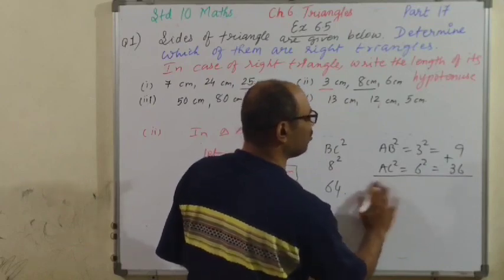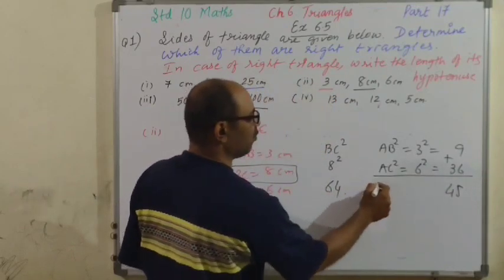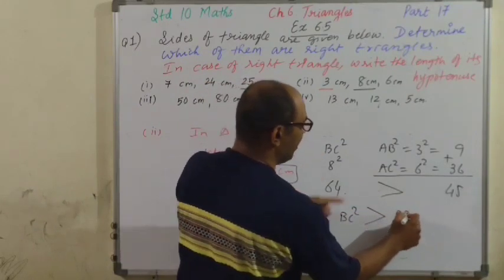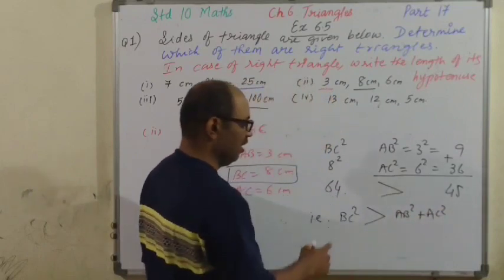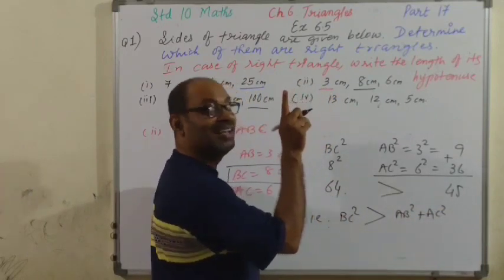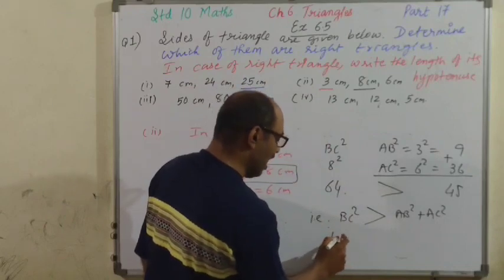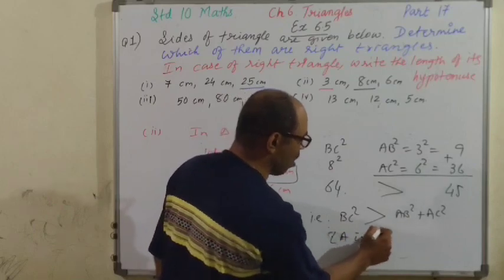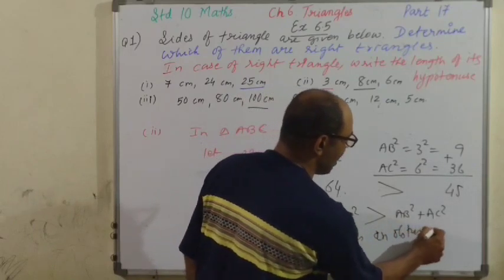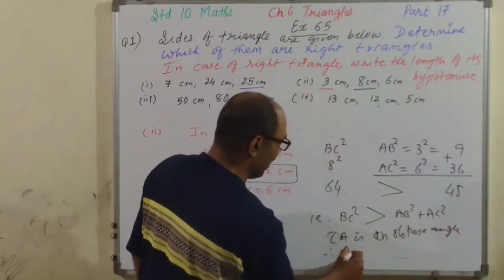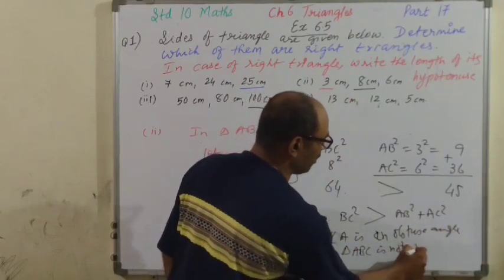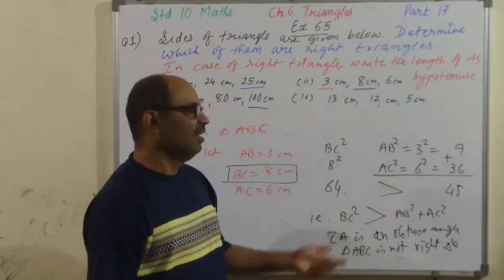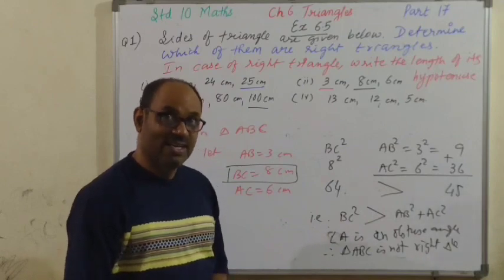ये दोनों का टोटल कर दो. 45. 64 is greater than 45. i.e. BC square is greater than AB square plus AC square. BC के सामने वाला एंगल A. Therefore, obtuse angle. Therefore, angle A is an obtuse angle. Therefore, triangle ABC is not a right triangle. हमें तो ऐसा ही कहा ना, right triangle है या नहीं. Or you can say triangle ABC is an obtuse angled triangle.